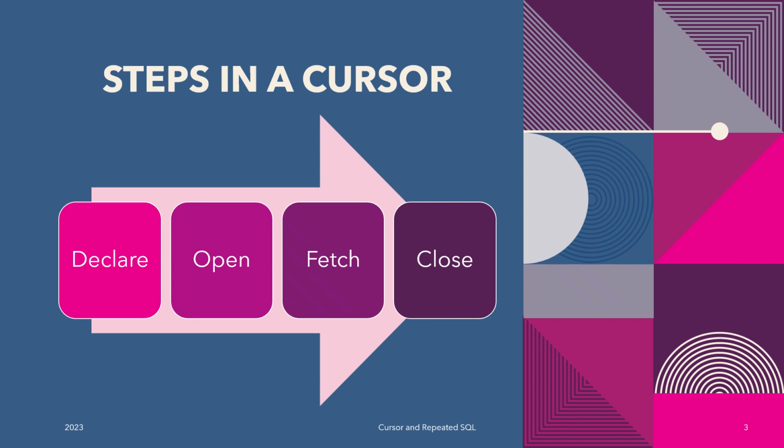There are 4 steps in a cursor. First, you declare your cursor by specifying the name. Then open the cursor. This allows you to process and run the SQL statement. The next step is fetch, which analyzes the data row by row in the table. In this section, you can specify which actions or calculations you want to perform on your data. And then last, you close the cursor.